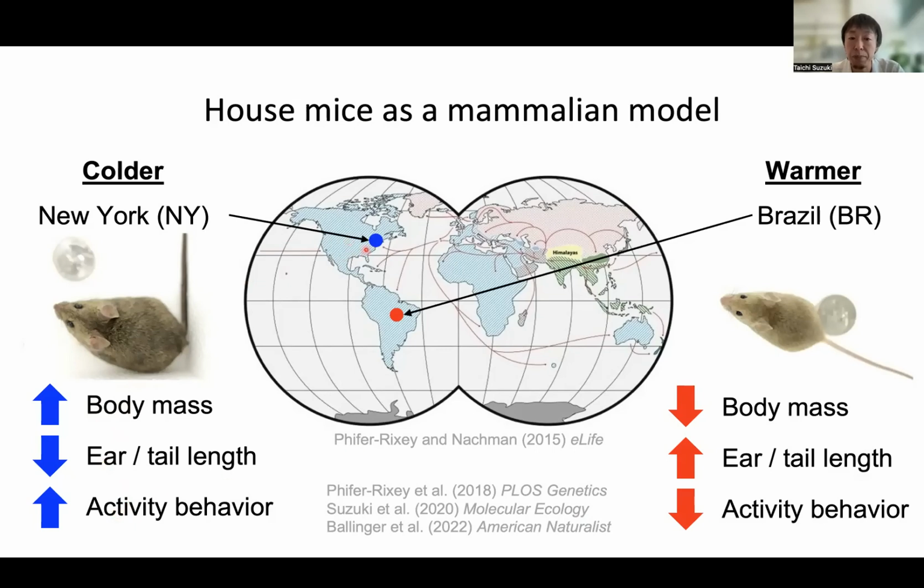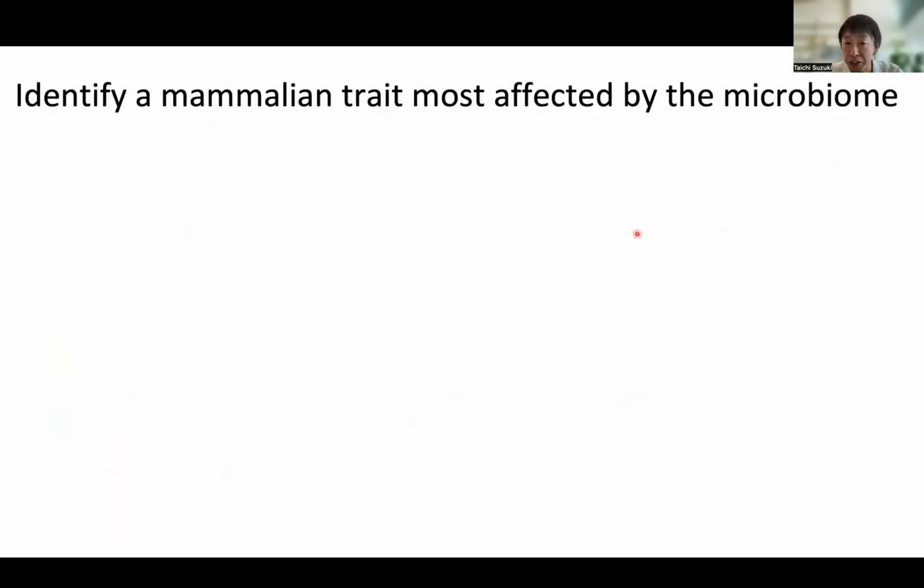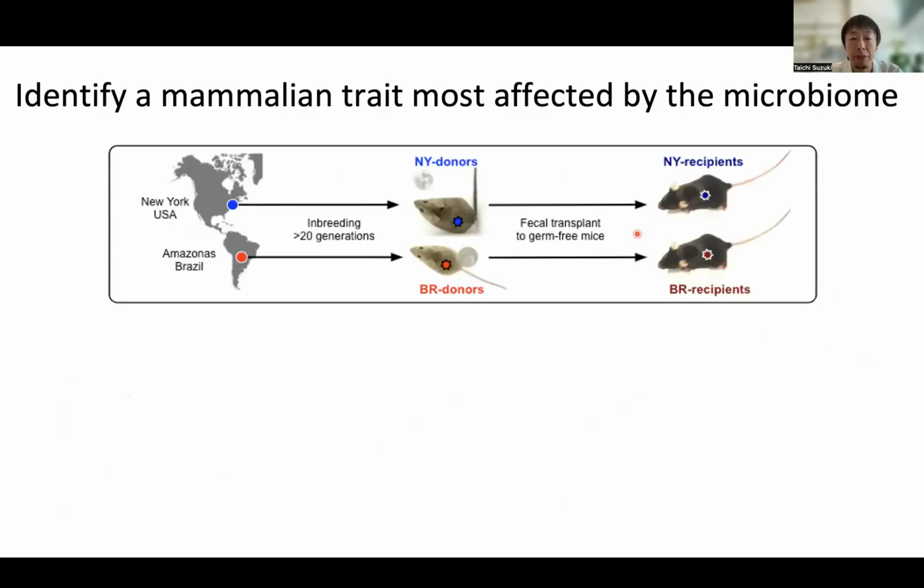We also know that microbiome differs by population, both in the field and in the lab. So we can ask, can selection in the microbiome shift the mouse trait over time without host evolution in a controlled setting? To do this, we first need to identify a mammalian trait that's affected by the microbiome. So we did a simple experiment using these wild-derived inbred lines from New York and Brazil, and did a fecal transplant experiment to germ-free mice, which are inbred and genetically identical.